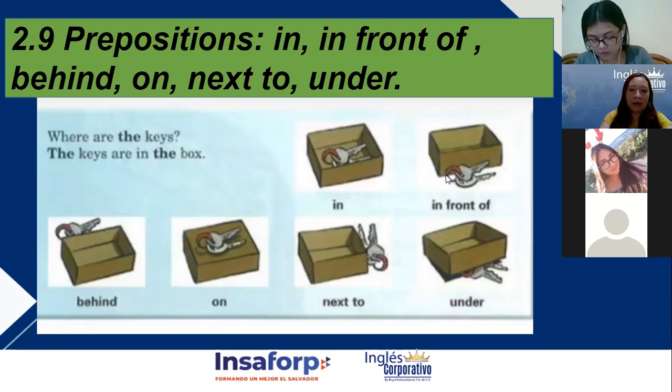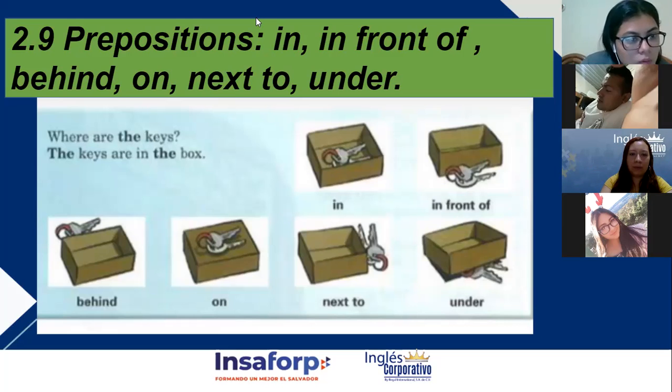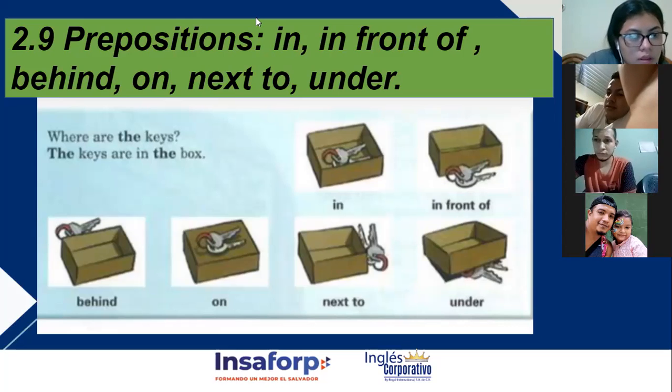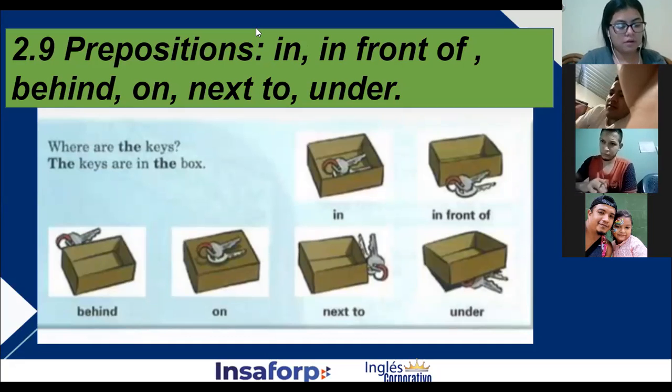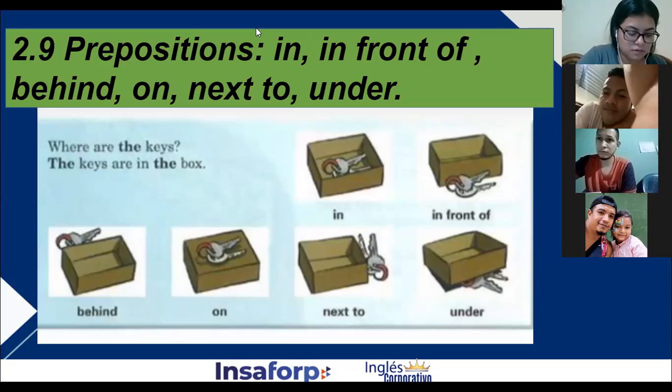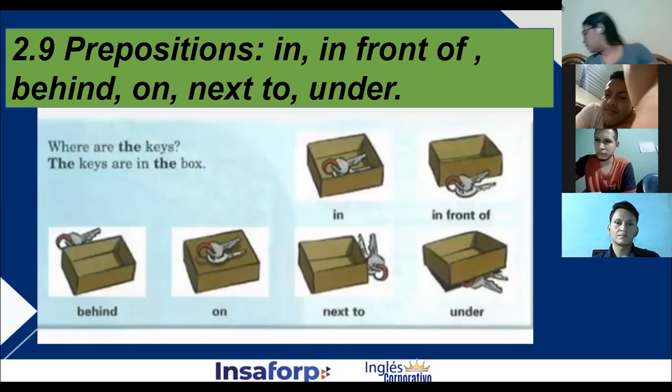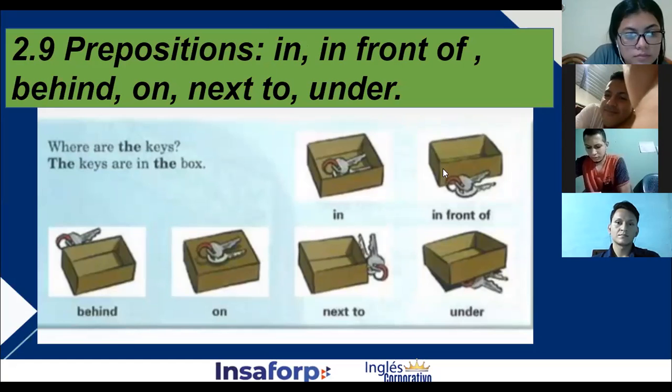¿Quién lee la siguiente? Veamos. Cinco más necesitamos. Cada uno va a leer una preposición. So, Alexa, you're going to be number two. Jason, you're going to be number three. Manuel, number four. Ronald, number five. And Edwin, number six. Okay, vamos a leerla. Esa sería la segunda, Alexa.